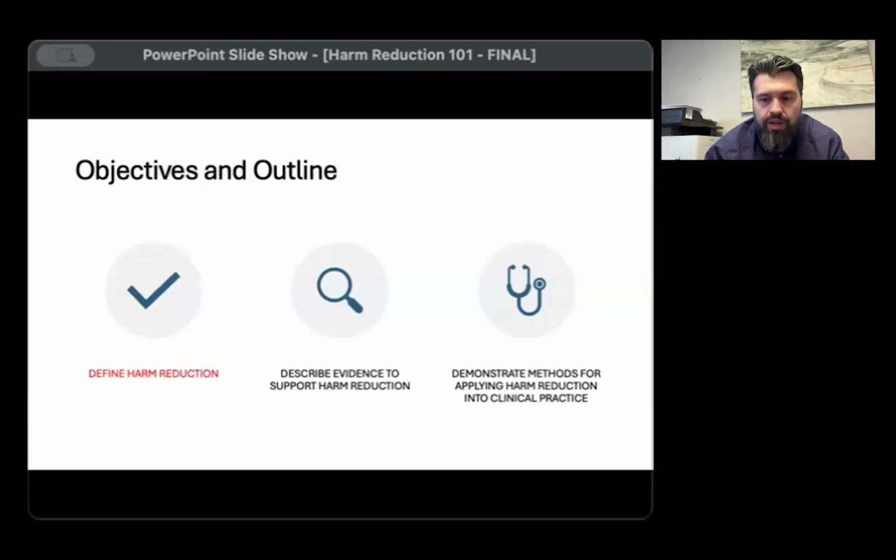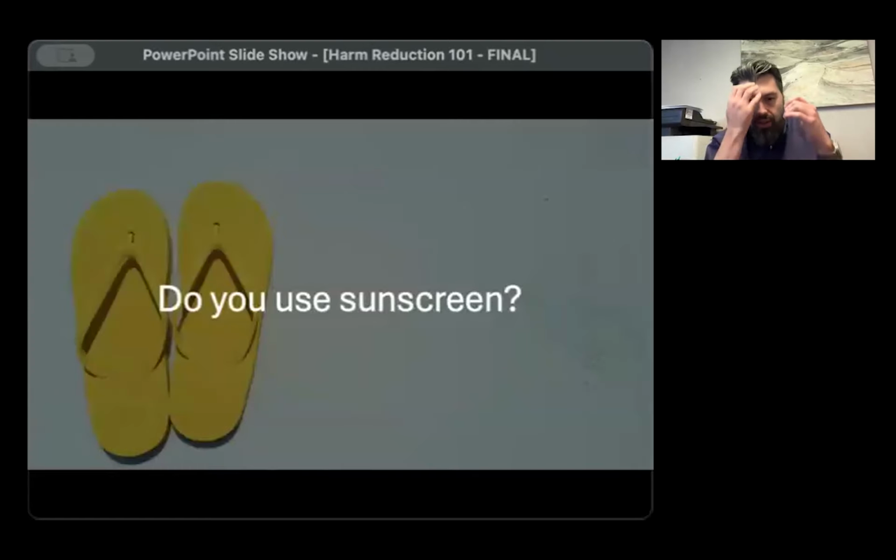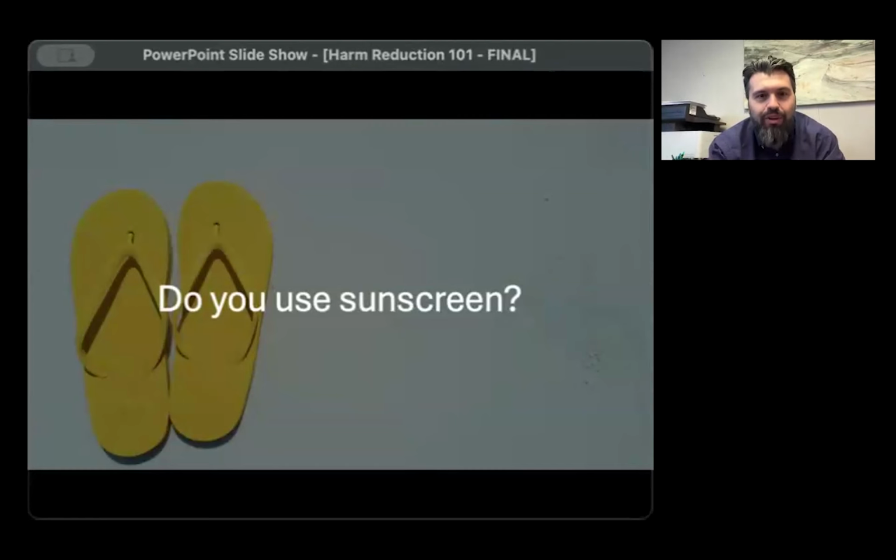So let's start off with harm reduction, and let's start that off by asking a question. It's getting a little bit warmer outside. It's nicer weather for sure, and many of us are spending a little more time outdoors. I'm going to ask the group, and you can text in the chat, or raise your hand, or just shout if you want to: when you're outside in the sun, do you use sunscreen?